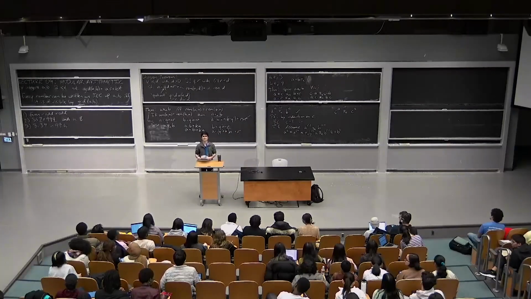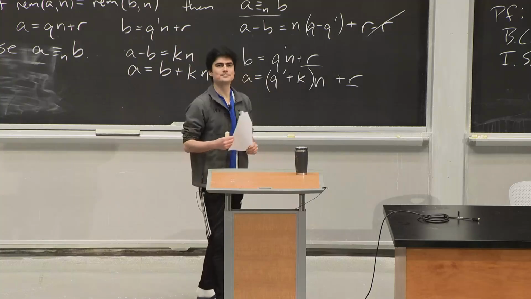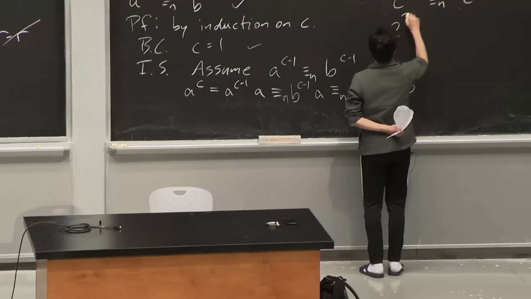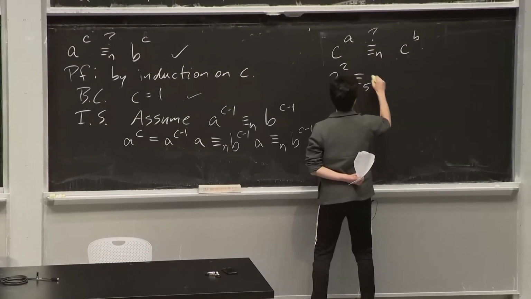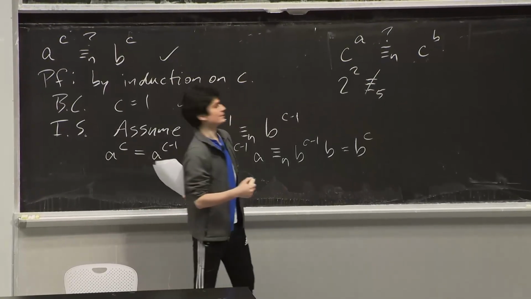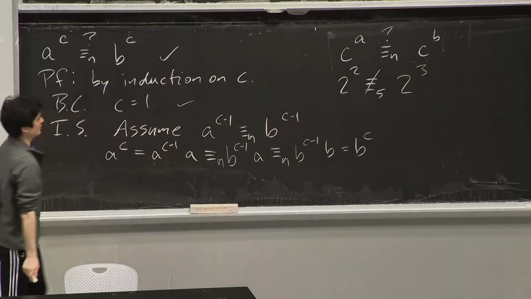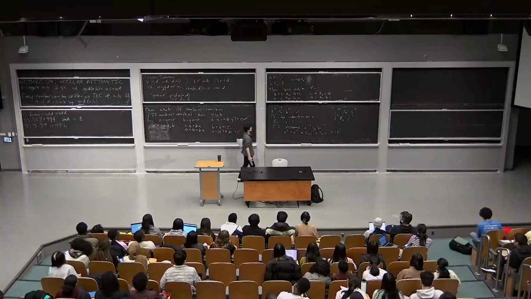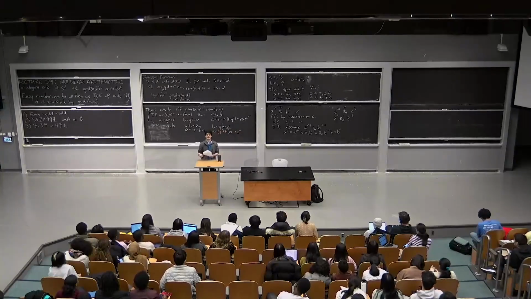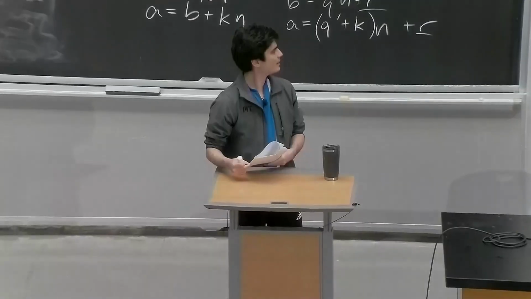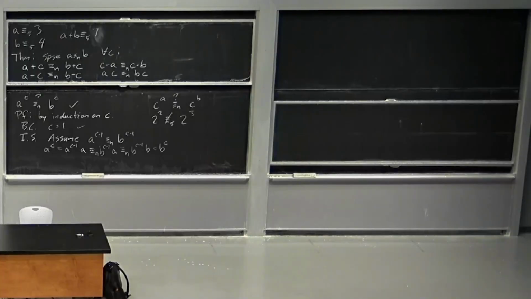My reason is just there's one example. 2 squared is not congruent mod 5 to 2 cubed. Okay, that is a true statement. If you want to prove it's true, you have to do some proof by induction, but to prove that it's false, you just need one counterexample. Yes, you are correct that we only need one counterexample. Is this a counterexample?